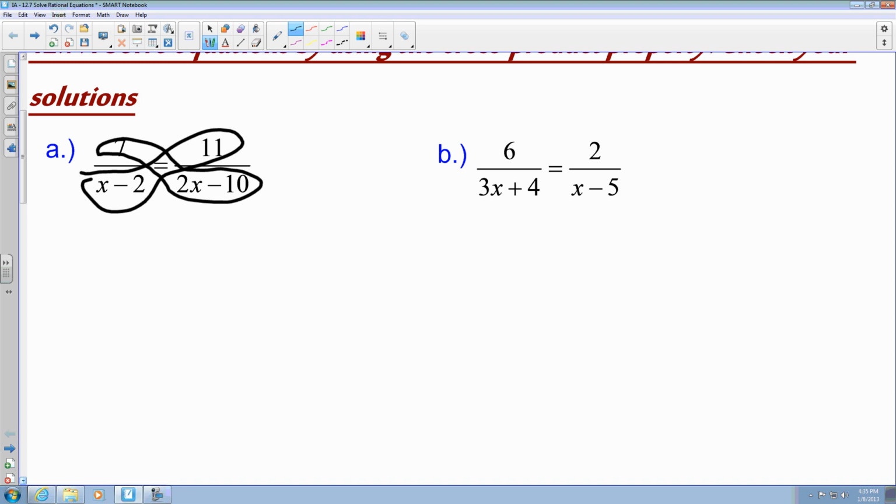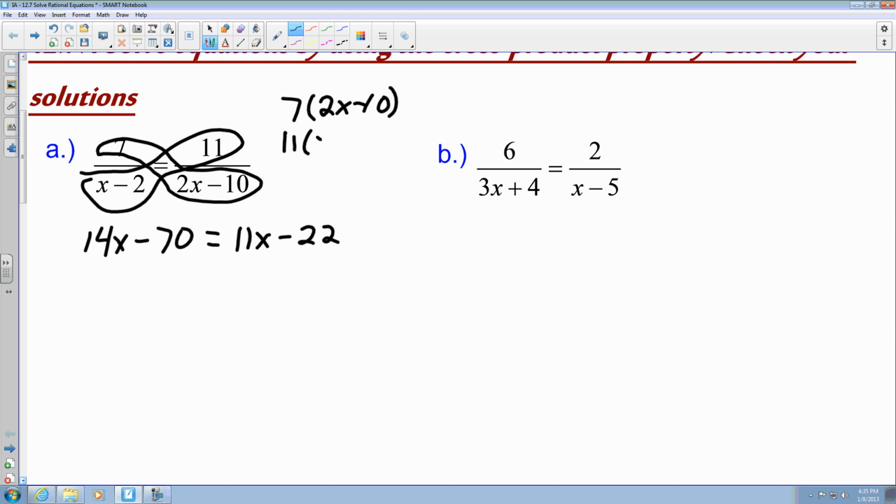So I have 7 times the quantity 2x minus 10, which I'm going to write as 14x minus 70, equals 11x minus 22. It's basically like taking the 7 and distributing it like this, and also the 11, and distributing it here. That's where I get those values from.